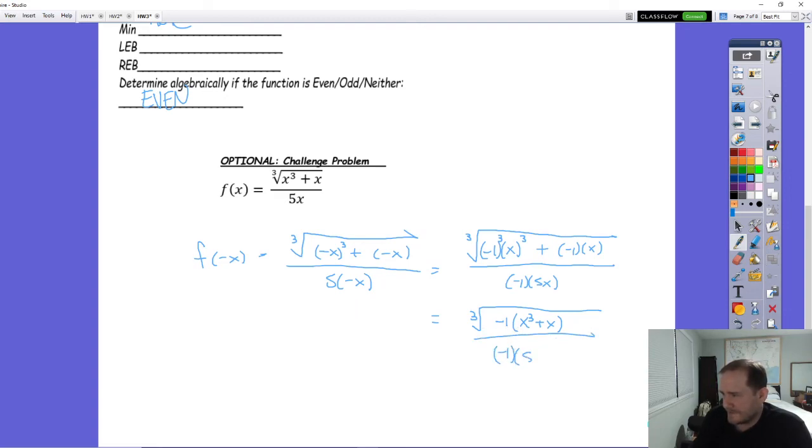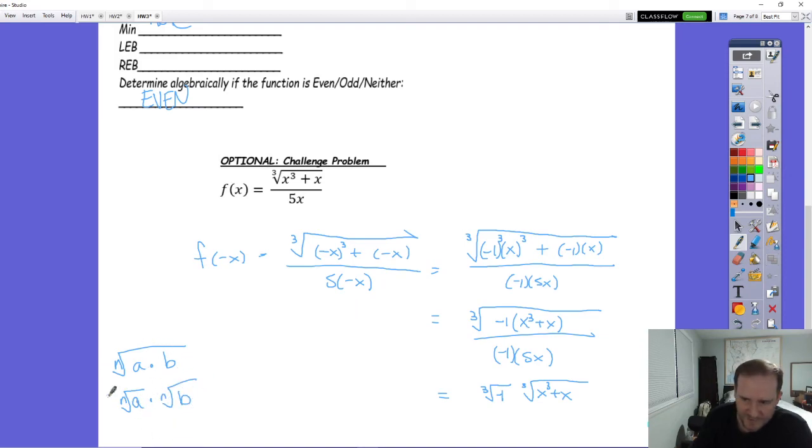You're going to leave that hanging around because in a second we're going to factor this -1 out of the cube root. We're going to do that by splitting the cube root. We can just do the cube root of the -1 and the cube root of the x cubed plus x. So again, we're using that property that says any root of a product can split. It can be the nth root of A multiplied by the nth root of B. Very important property of radicals. It holds true for even and odd radicals. So we're using that here to take the cube root of the -1 separate from the cube root of all this other stuff. And then this is all over -1 times 5x.